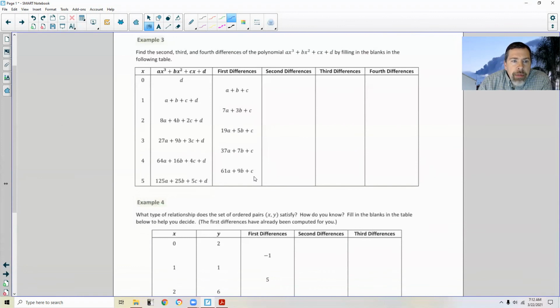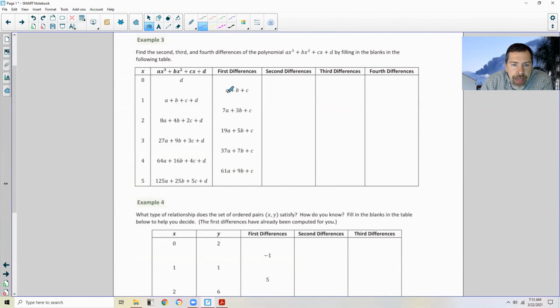Okay, page 3, example 3. Now it says to find the second, third, and fourth differences of a cubic, ax cubed plus bx squared plus cx plus d, by filling in the blanks of the following table. So they've already done the first one for us. If you look, the d's cancel, and 8 minus 1 is 7, 4 minus 1 is 3, 2 minus 1 is 1. So they did the first difference for us. And we're just going to continue with the second difference.